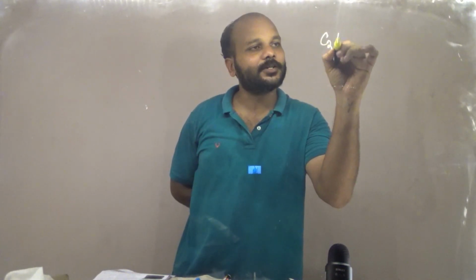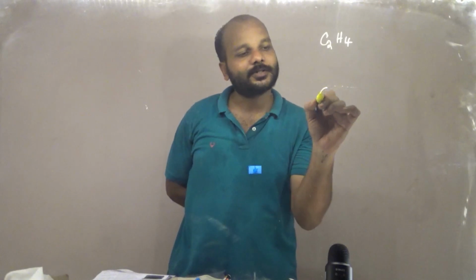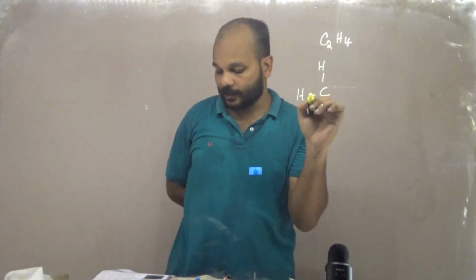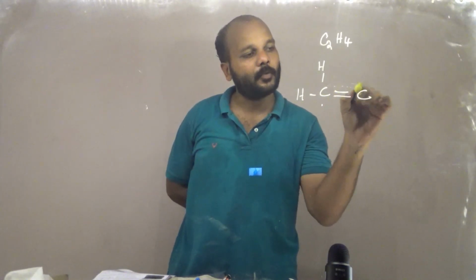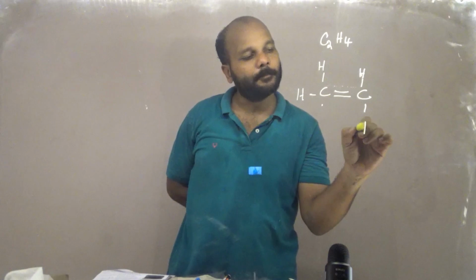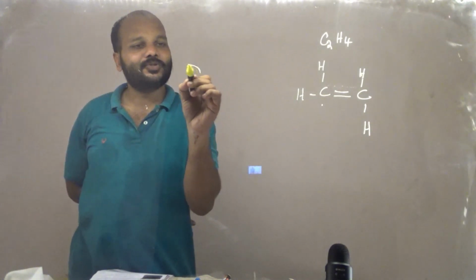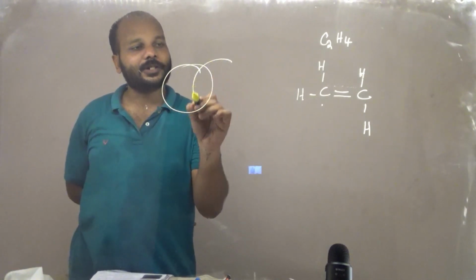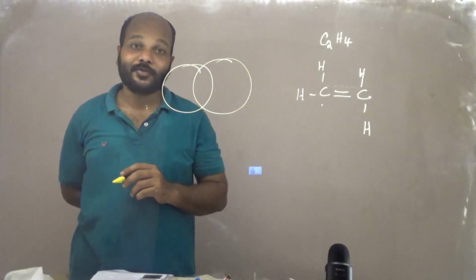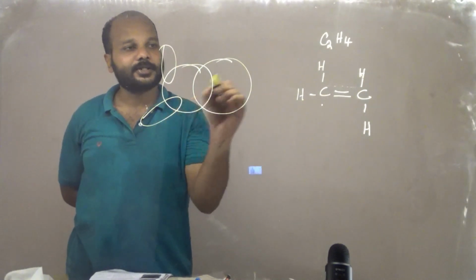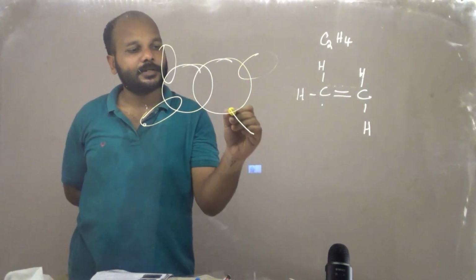Let's see the example of ethene. Its molecular formula is C2H4. If I write it properly, each carbon is bonded to 2 hydrogen atoms, with a double bond between the carbons. Let's see how its bonding is happening. This is one carbon, this is the next carbon. Carbon has 4 electrons, which you are very familiar with. Then there is one hydrogen, the next hydrogen, the next, and the next.